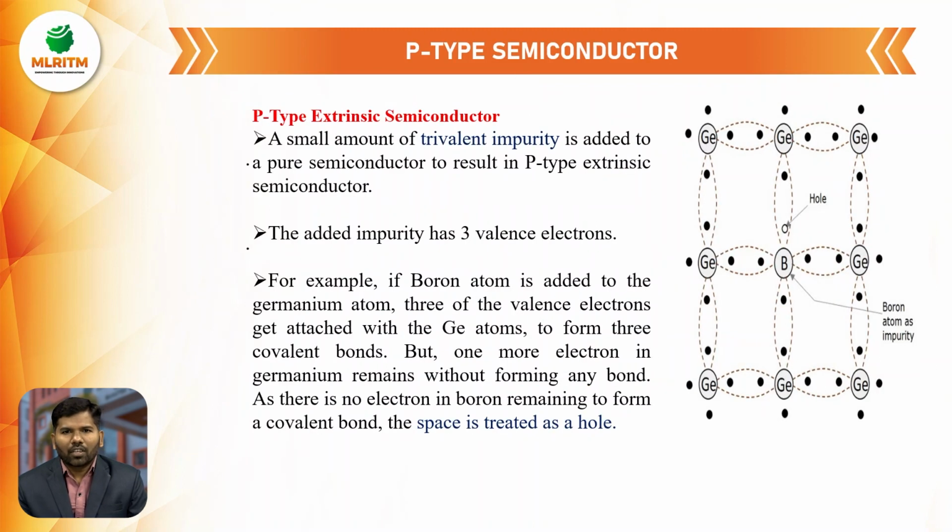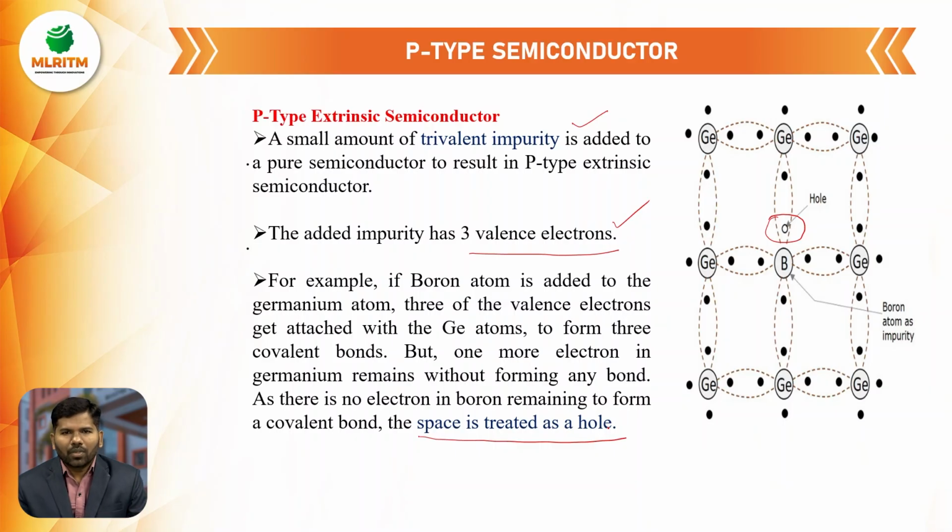Next, p-type semiconductor material. The p-type semiconductor material is formed by adding a trivalent impurity to the pure semiconductor material. Trivalent means it has 3 valence electrons in the outermost shell. These 3 valence electrons form 3 covalent bonds with the semiconductor material, and one space is left. This empty space is treated as a hole.